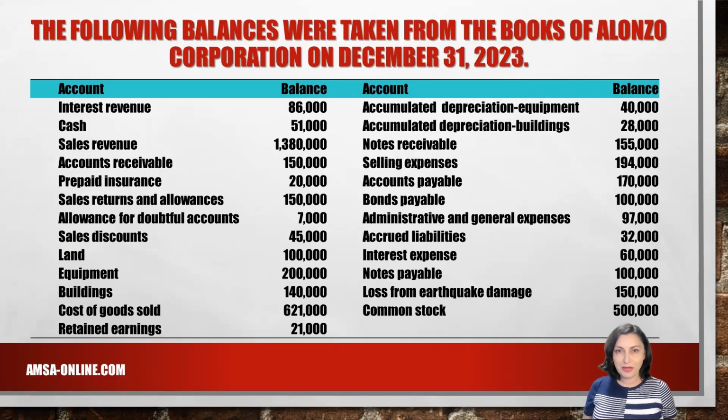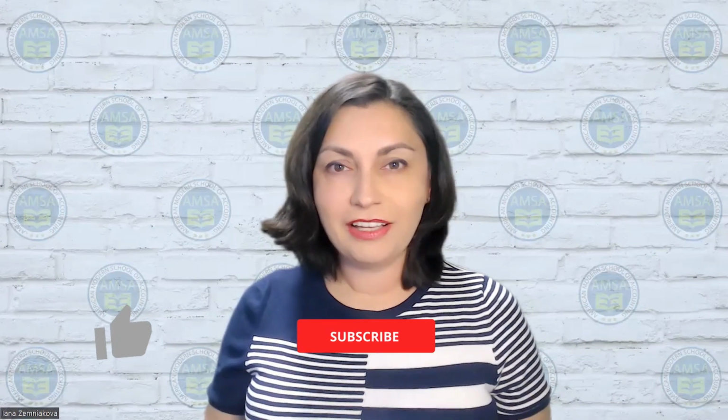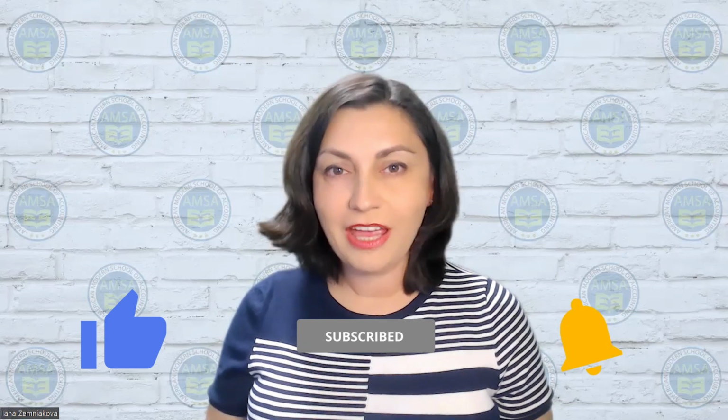Today I will show you how to prepare a multiple-step income statement from the provided balances. The balances are provided on this slide. The accounts are listed in no particular order and include accounts of the Alonso Corporation on December 31st, 2023. A multiple-step income statement contains several sections, subsections, and subtotals. The statement separates operating transactions from non-operating transactions, matches costs and expenses with related revenues, and highlights certain intermediate components of income that analysts use in assessing financial performance.